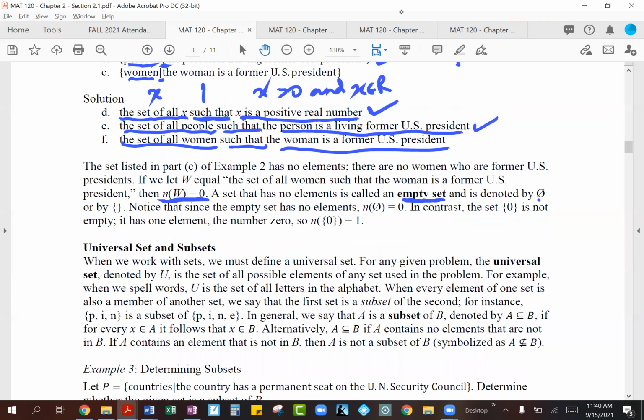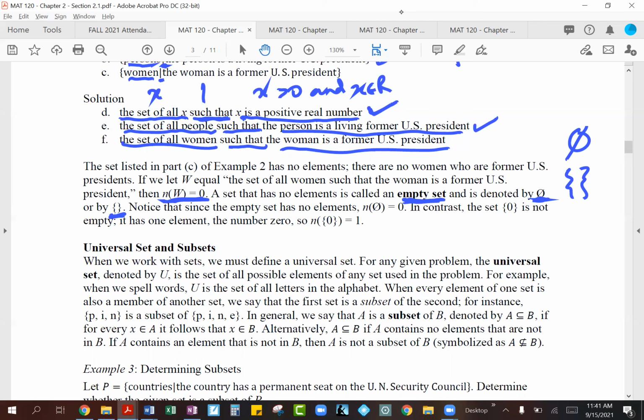A lot of times we also use this symbol, 0 with a slash through it, to depict an empty set, or we use these empty set braces, where you've got the two braces, but there's nothing in the middle. All of these can be used as symbols for your empty set.